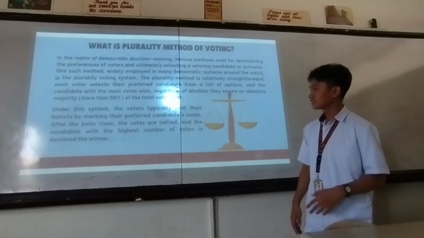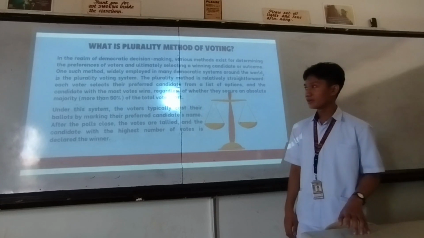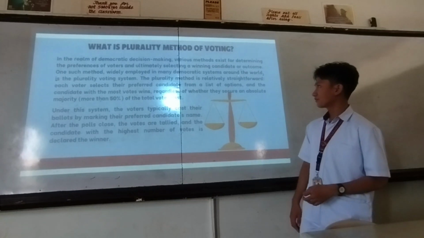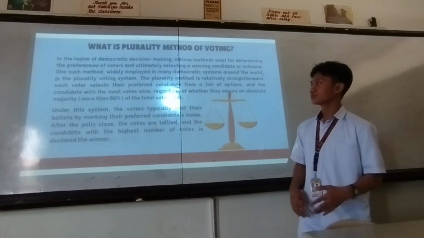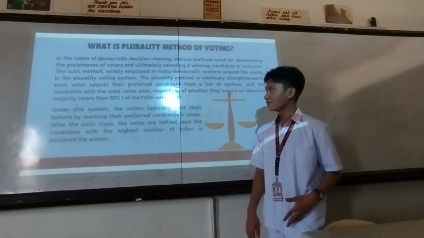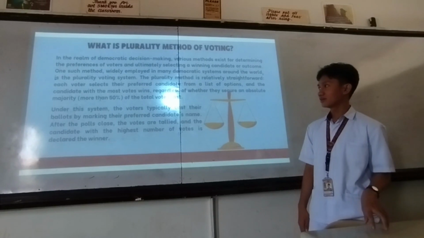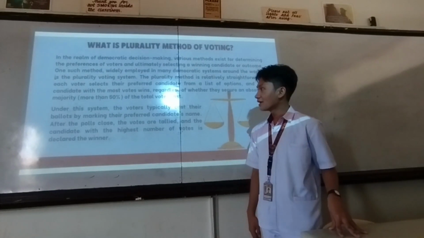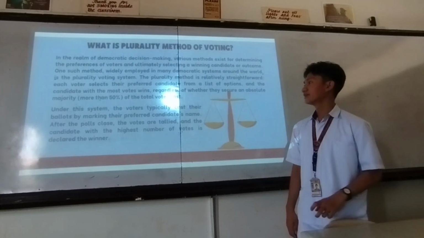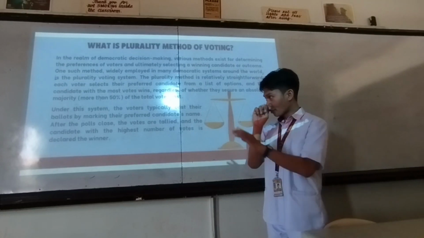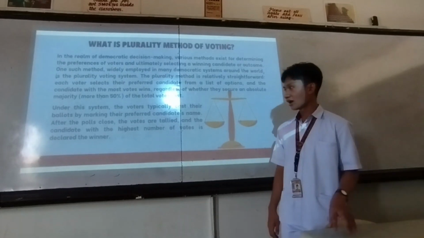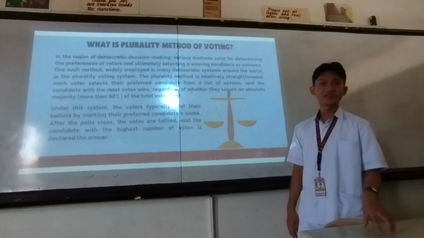The plurality method is relatively straightforward, in which each voter selects their preferred candidate from a list of options, and the candidate with the most votes, regardless of whether they secure an absolute majority of more than 50% of the total votes cast, wins. Under this system, voters typically cast their ballots by marking their preferred candidate's name. After the poll is closed, the votes are tallied and the candidate with the highest number of votes is declared the winner.